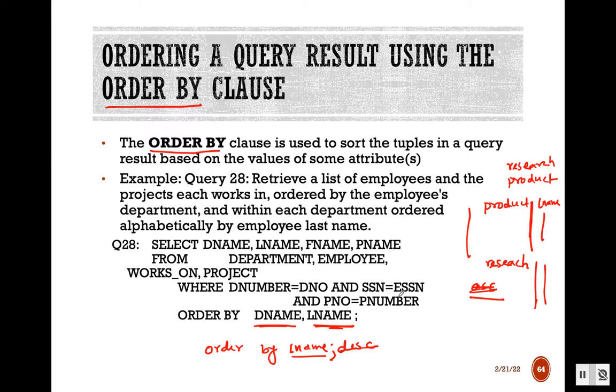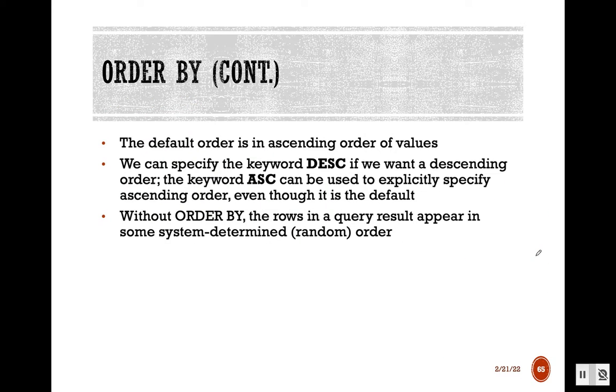All right. As we said, if we do not say anything, by default this is going to order in ascending order. But if we want to order them in descending order, we have to explicitly say that: order by, then the attribute, then the order in which we want to sort them, descending. We can specify the keyword descending if we want the descending order. By default, this is going to be ascending order.